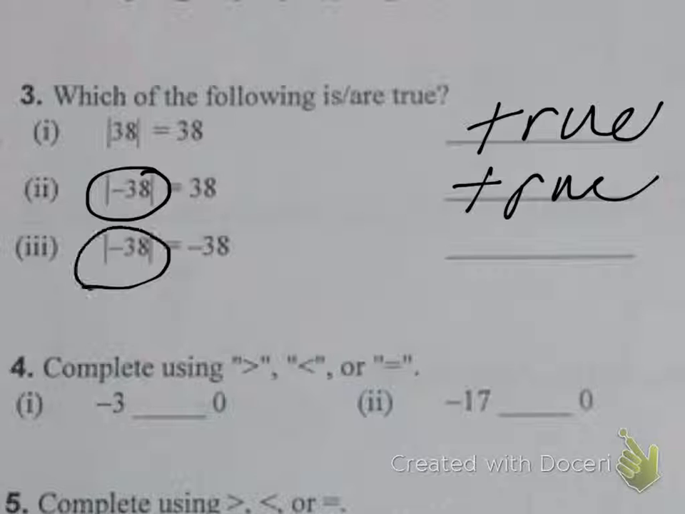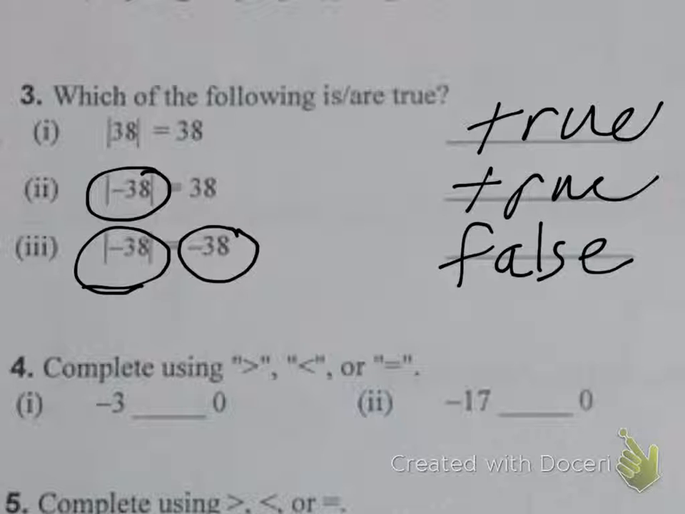The last one says, is -38 places from 0? We can't actually move -38 places. We move 38 places, so therefore this one is false, because the absolute value of a number is, in a sense, always going to be 0 or a positive number. So its absolute value is never going to be a negative number.